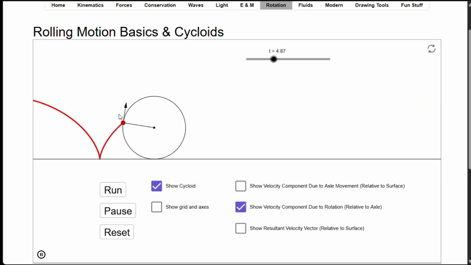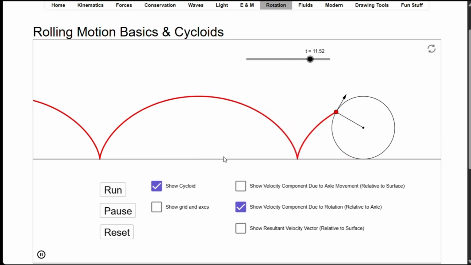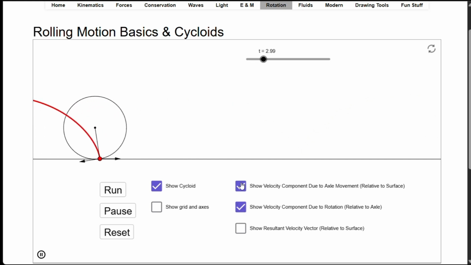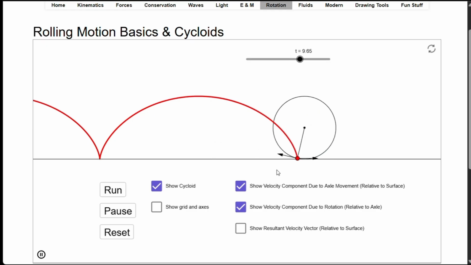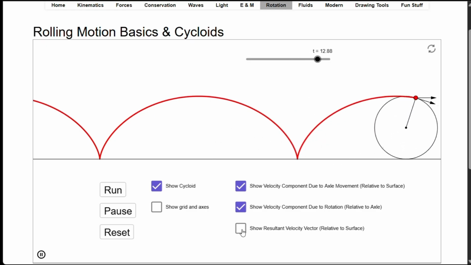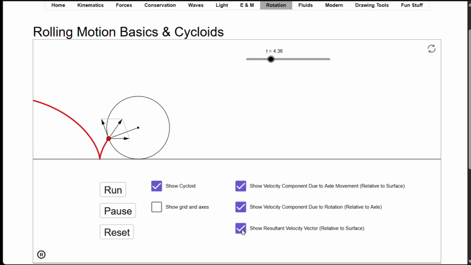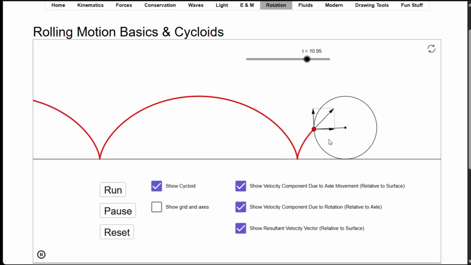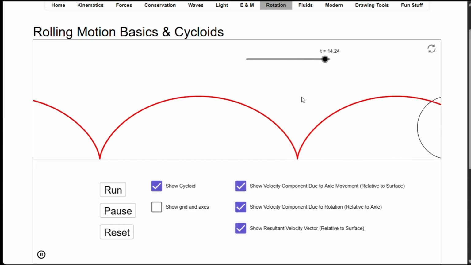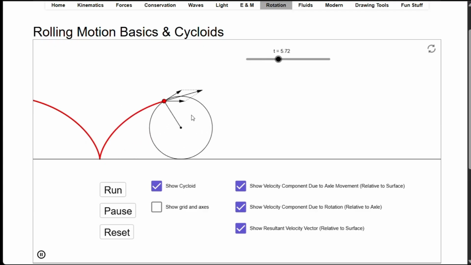Okay, and now I have selected the option for the velocity component due to rotation. As we are able to see how the rotation vector is working, another thing that we are observing right now is the resultant vector of both of them. The resultant vector keeps changing because there is an angle between them which keeps changing.